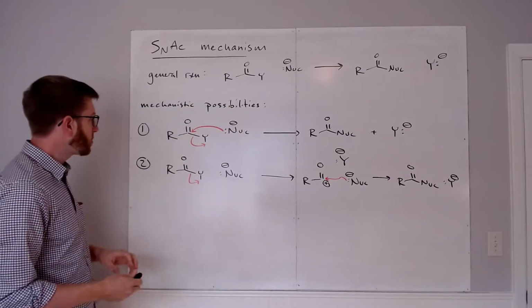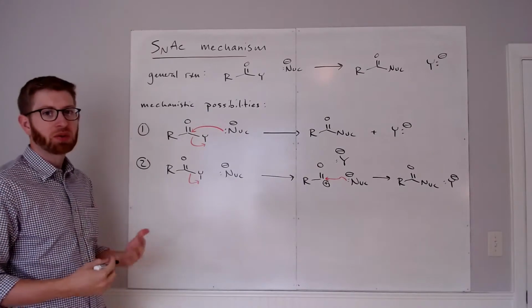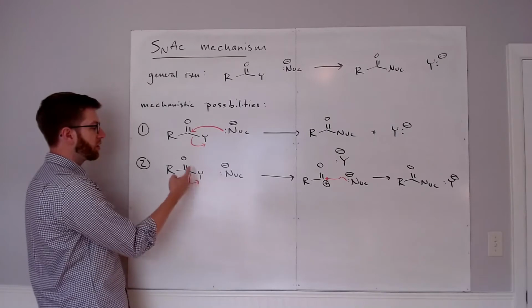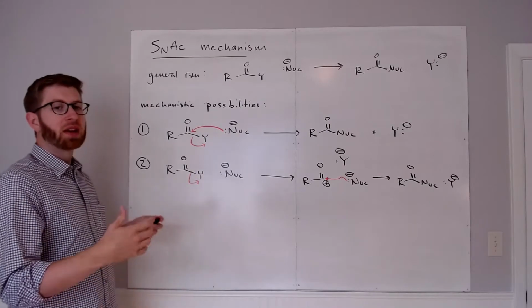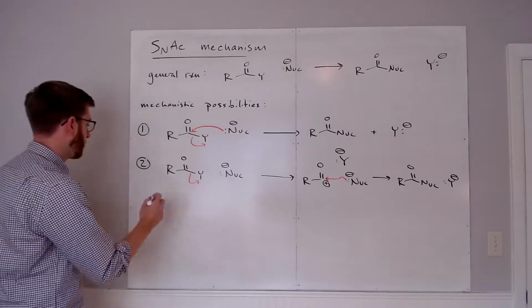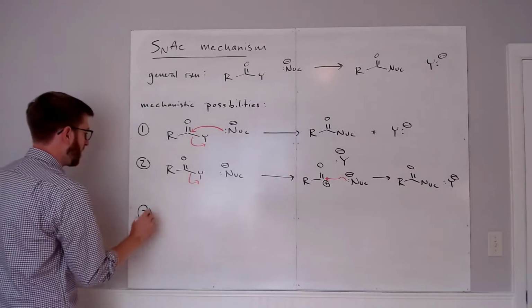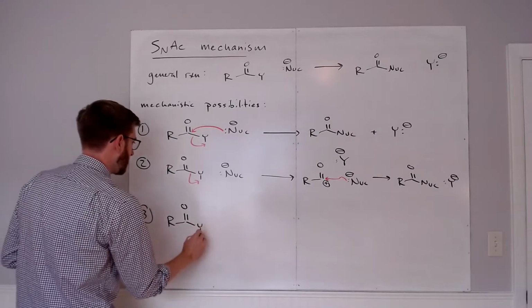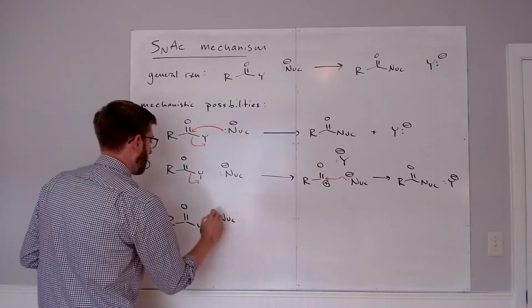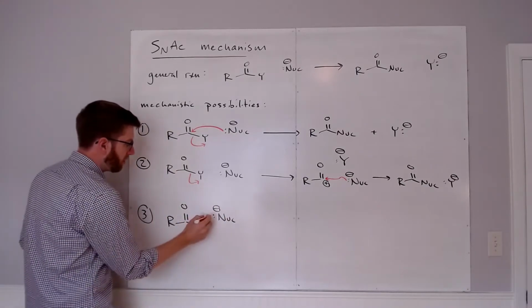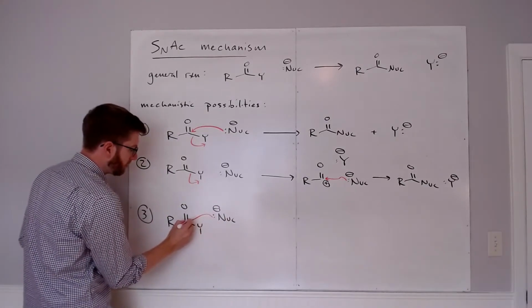A third option would be to actually reverse the order of operations. So we would basically bond the nucleophile to the carbon first, and then in a second step, we would break the carbon Y bond. So we'll look at that proposal as well. So here, we'll redraw my compounds. I'm going to form a new nucleophile carbon bond.